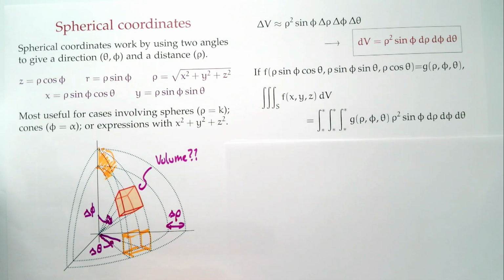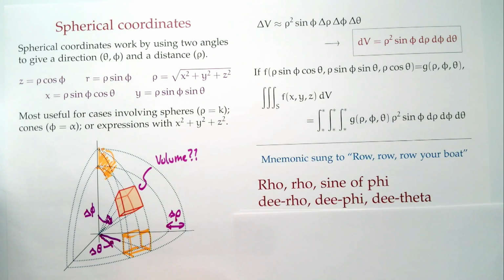All right, so here you go. You sing a song. Now, most of you have heard this song before. Some of you may not have, if you didn't grow up in the U.S. But there's this song called Row, Row, Row Your Boat, but you change the lyrics. And how do the lyrics go now? Well, it's going to be row, row. See, that's two rows. Rho squared. Sine of phi, sine phi. D rho, d phi, d theta.